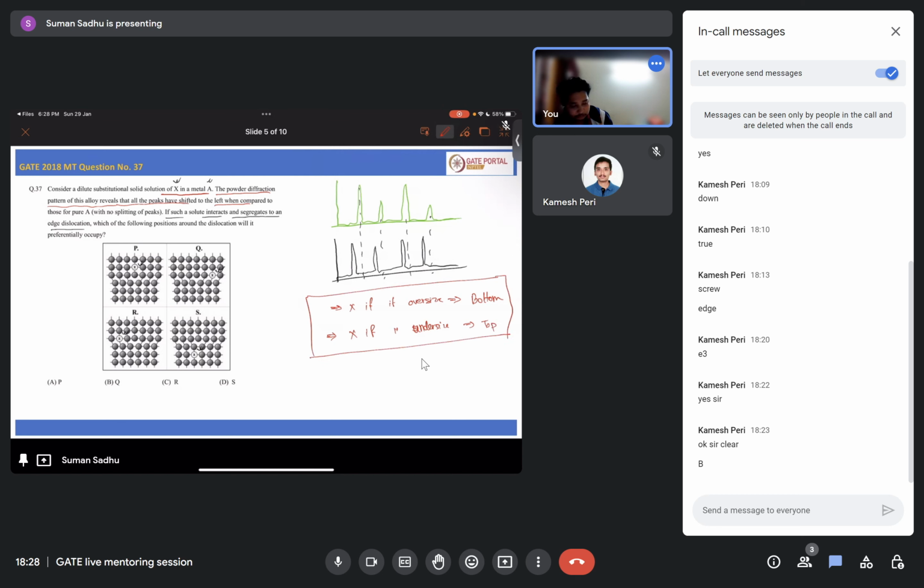So in option A, the X atom goes to the top side. In option B, it is at the same plane where the dislocation is present. Here it is at the right side of the dislocation, on that plane. And here it went to the bottom. Now in order to solve this, what should you want to know first?